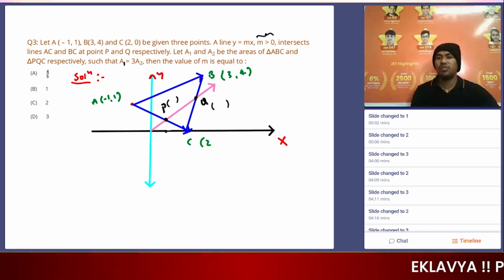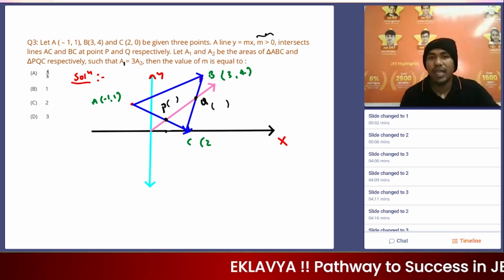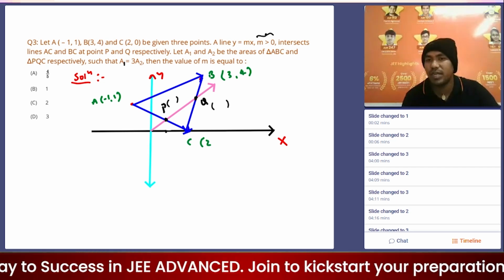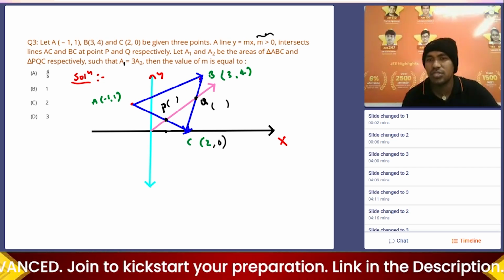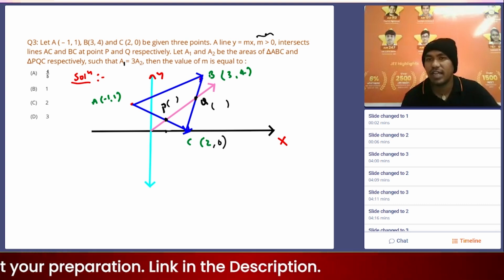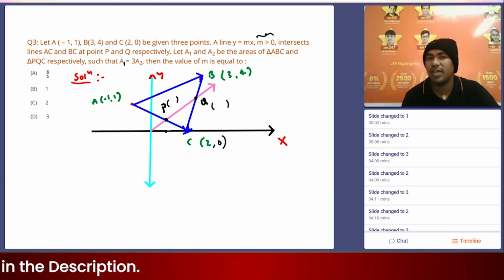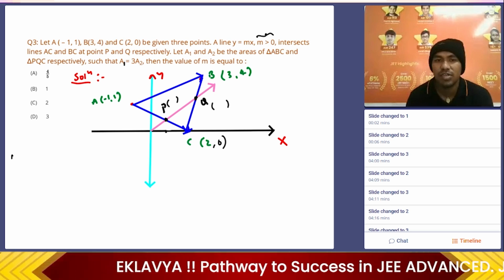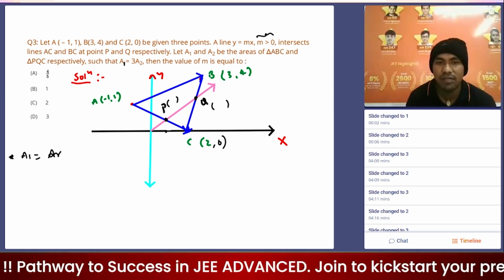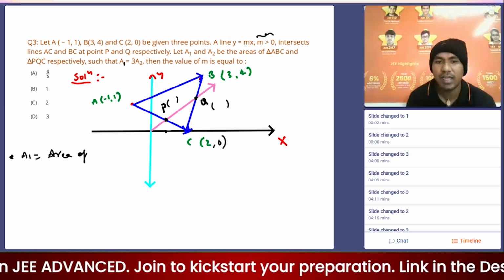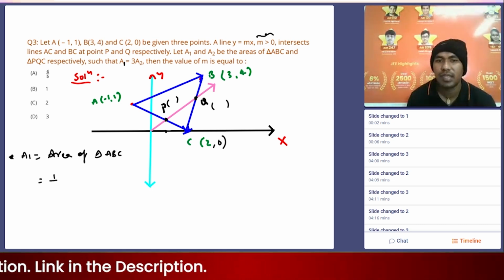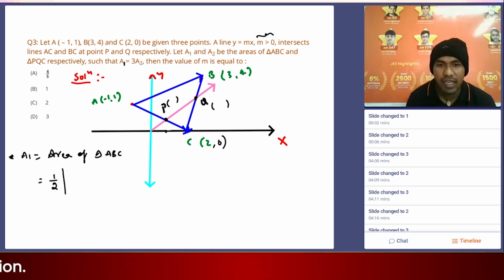If we are able to find these two, then we can apply the condition A1 equals 3A2. To find A1, because we have the vertices, 2, 0 and the others, we can take the area of triangle ABC. And A2 is the area of triangle PQC, for which we need the points P and Q. First we will take A1. A1 is the area of triangle ABC, right? So we have the area of triangle formula.